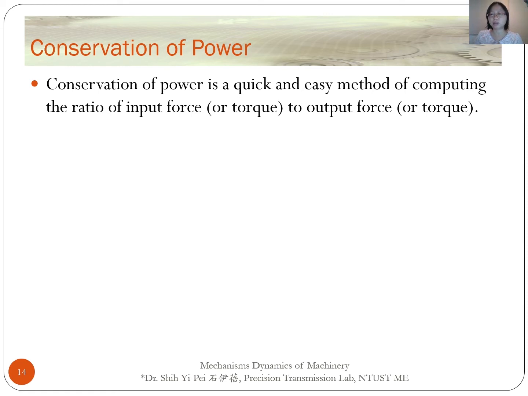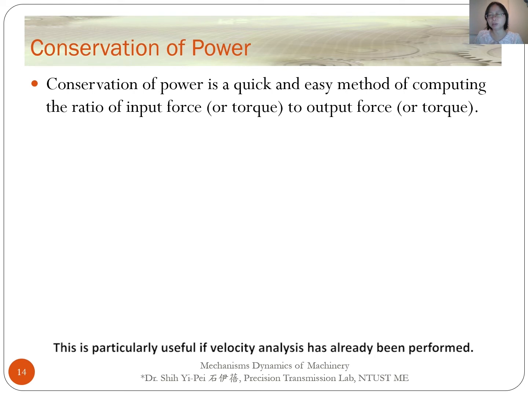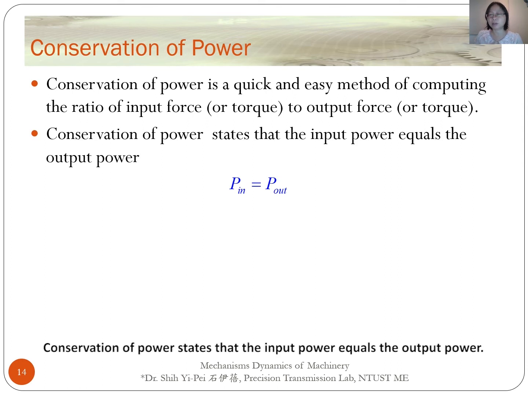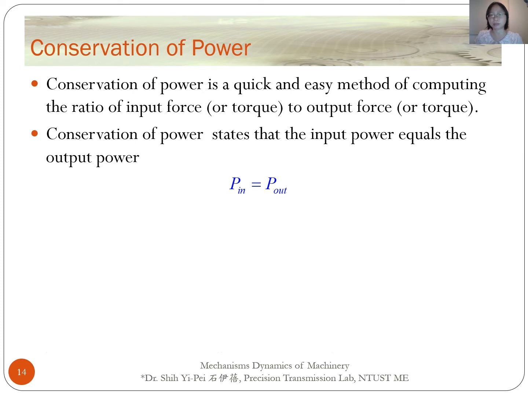Conservation of power is a quick and easy method of computing the ratio of input force or torque to output force or torque. This is particularly useful if velocity analysis has already been performed. Conservation of power states that the input power equals the output power.